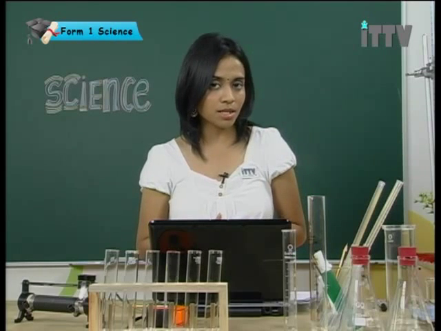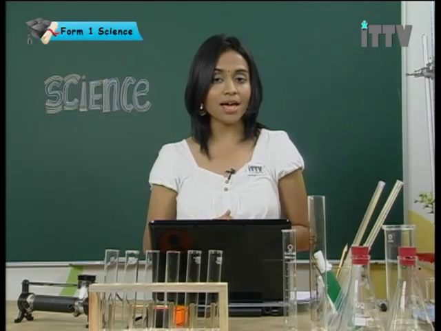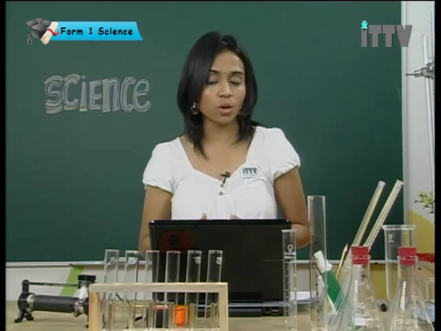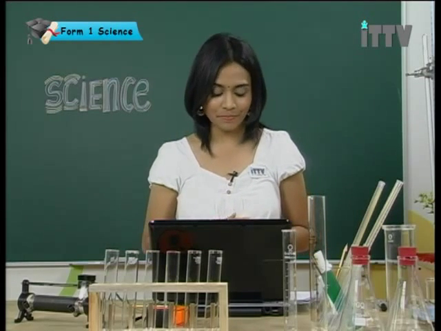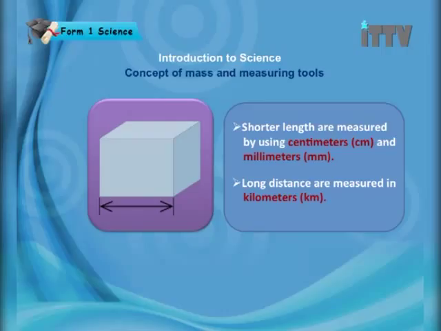Do you still remember the SI unit for weight and mass? For weight, it was Newton, and for mass, it was what? Kilograms. So, now we're talking about length, it is meter. Shorter lengths are measured by using centimeters, which is cm, and millimeters, mm. Long distance are measured in kilometers.